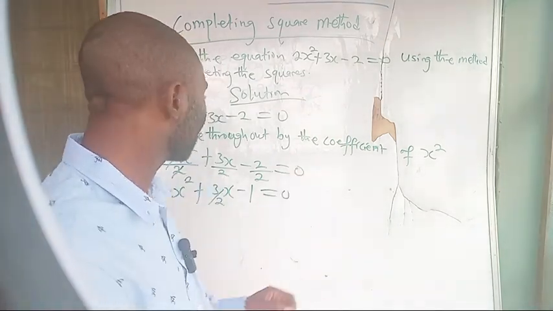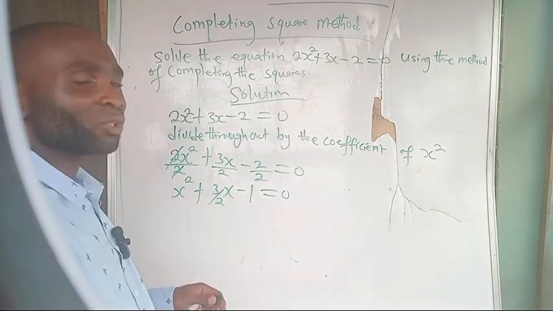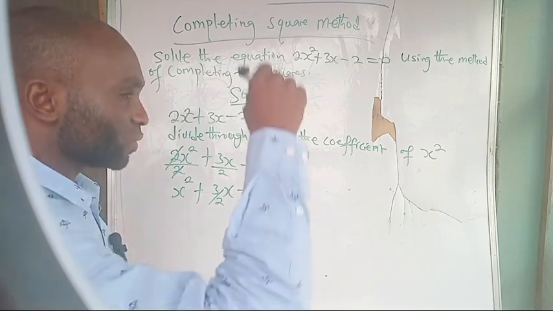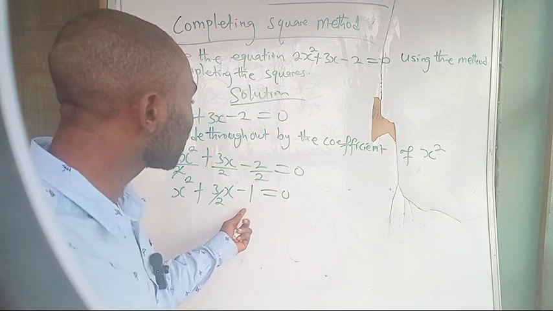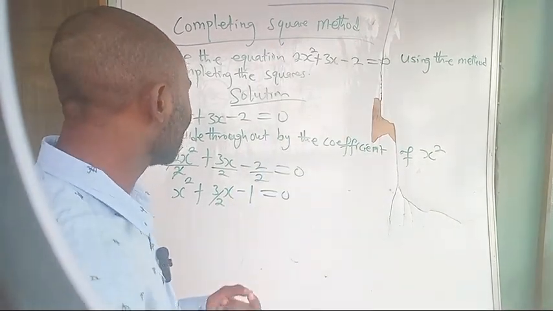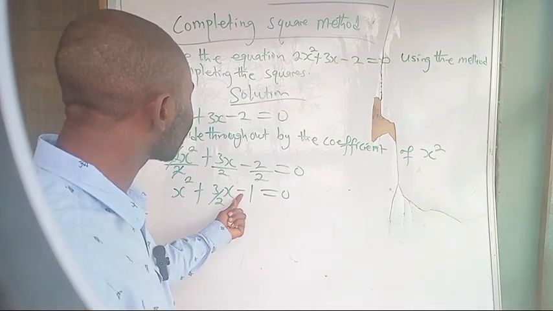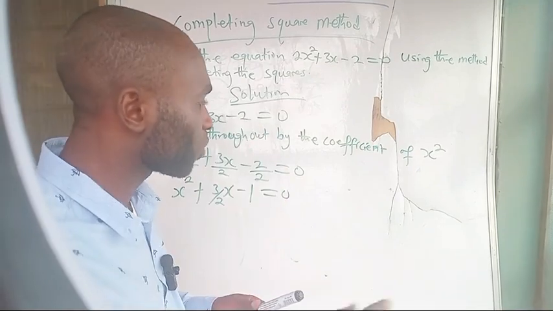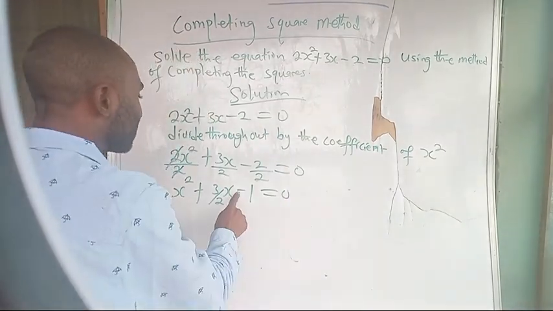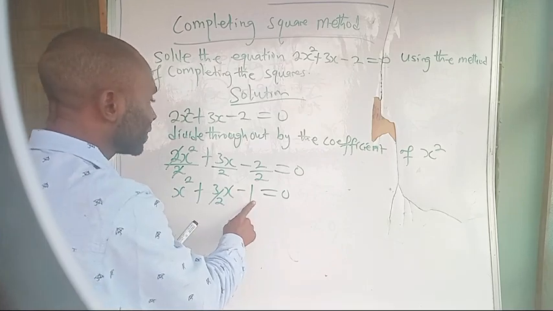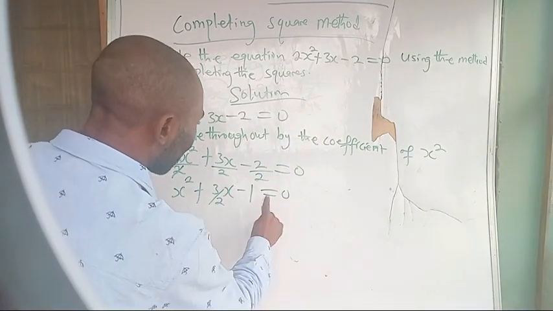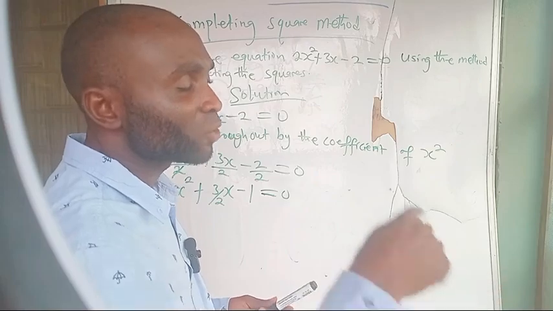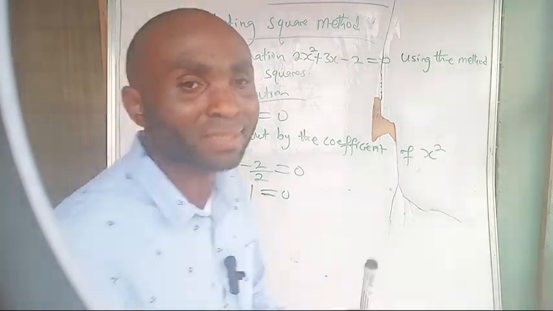The second step: take the constant to the right hand side. Carry this constant to the right hand side. Since we are taking this minus 1 across the equality sign, the sign changes to a positive sign. In mathematics, that is just it.